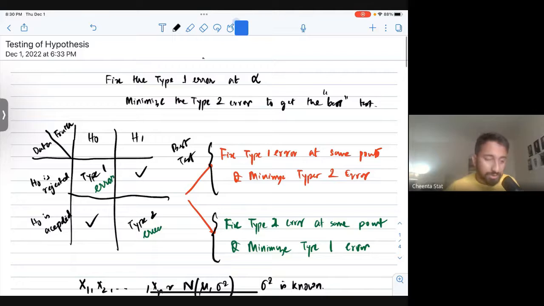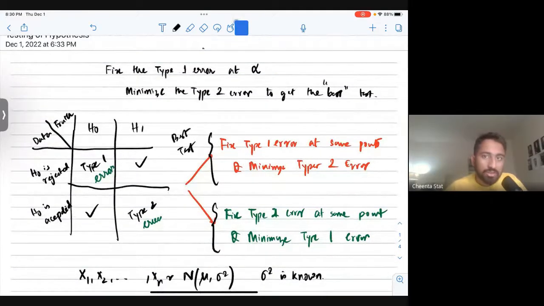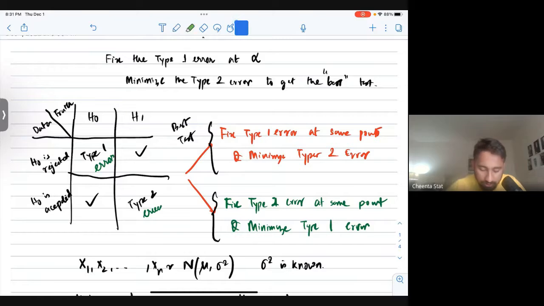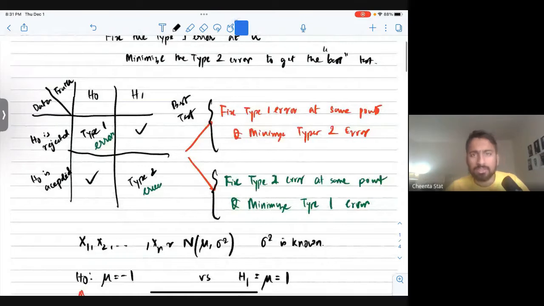The prerequisite to understand this talk is to know about the basics of testing. I will link a video to the corresponding talk to understand the basics. But as you can understand, the goal is to fix the type 1 error at alpha. We know that the goal to find the best test is to fix the type 1 error at alpha and minimize the type 2 error to get the best test. That's what the statistics community has done all these days. But why? That's a natural question, right?